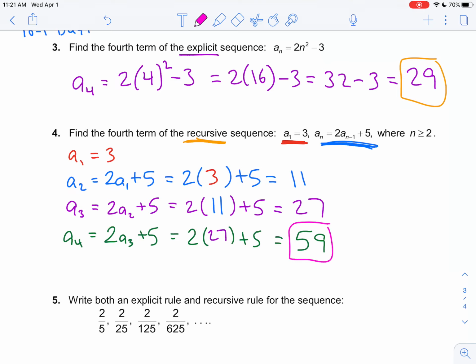So that's recursive. I might make a separate video to show you a cool calculator trick that you can use for some recursive problems, not all of them, but it might be something you like. So stay tuned. I will try to get that done.